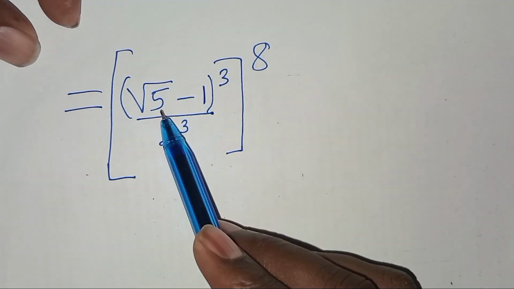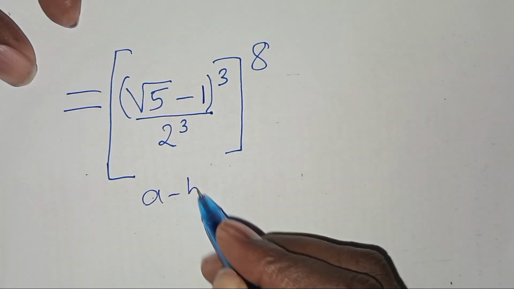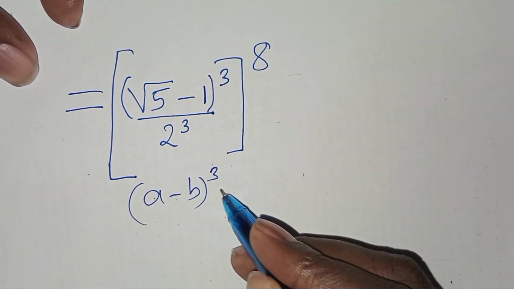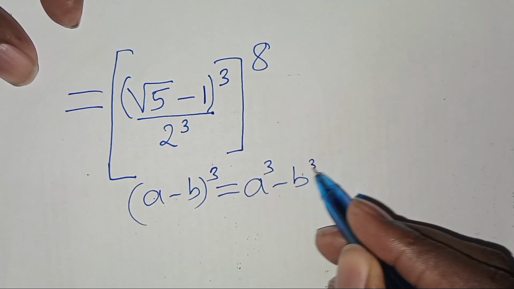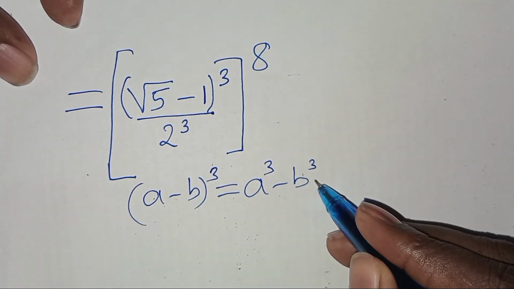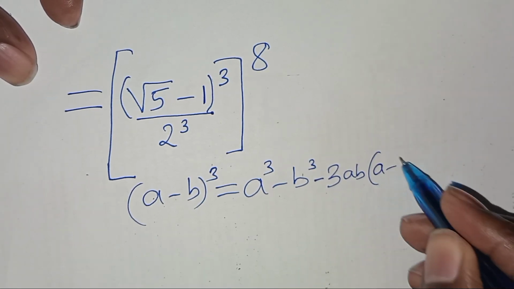We have (√5 − 1)³. This is in the form (a − b)³, which you can express as a³ − b³ − 3ab(a − b).